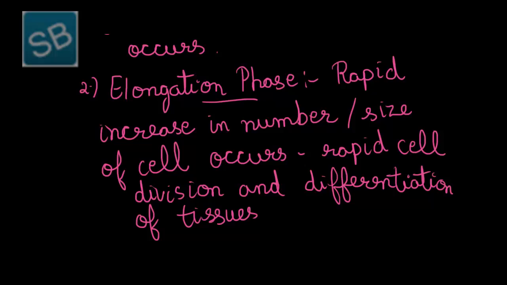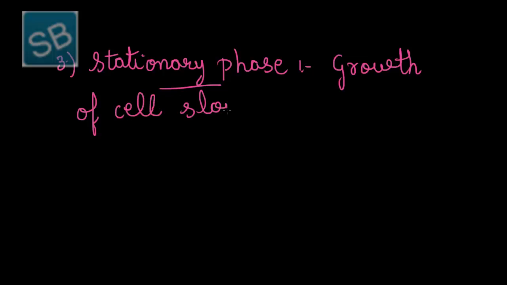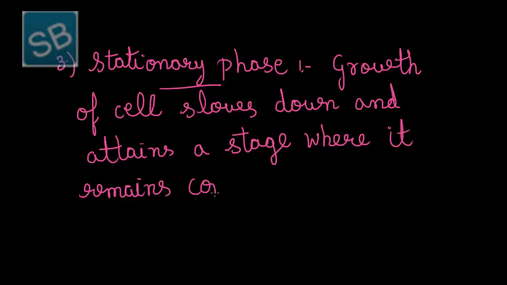Following it comes the final and third phase, that is stationary phase, where again the growth of the cell slows down and attains a stage where it remains constant. Thus, this is all about the growth rate of any organism or a plant.